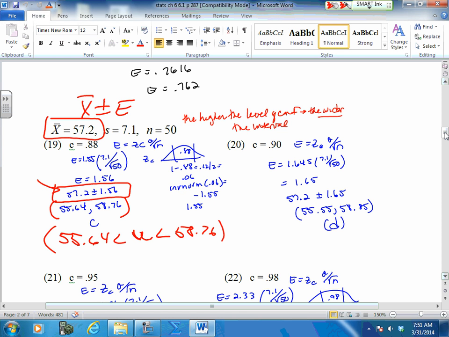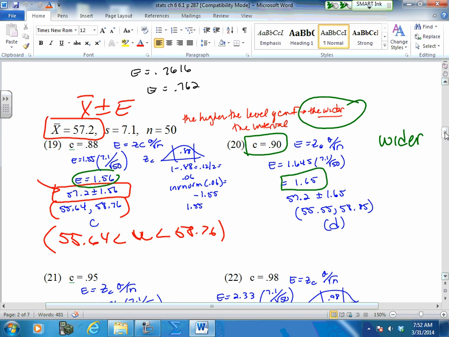Now, this guy took the same information, but raised your confidence. And we said, if you want to be more confident, you need a little bit more wiggle room. So your margin of error is slightly larger. See your margin of error compared to this guy? It's slightly larger. So it makes this confidence interval wider.